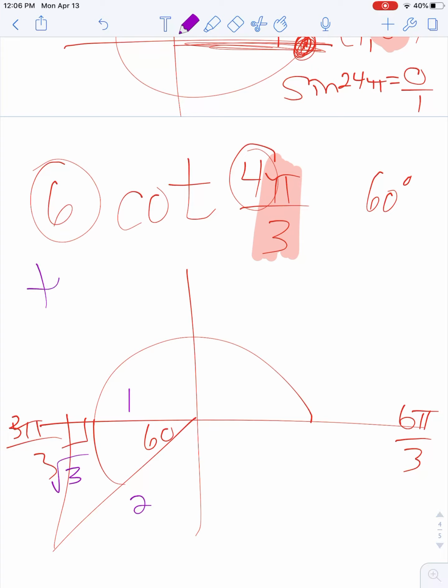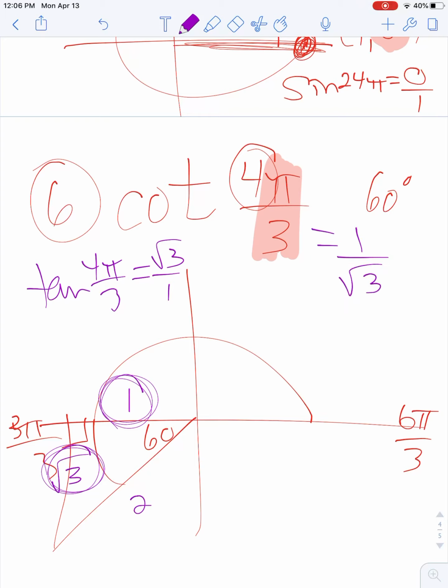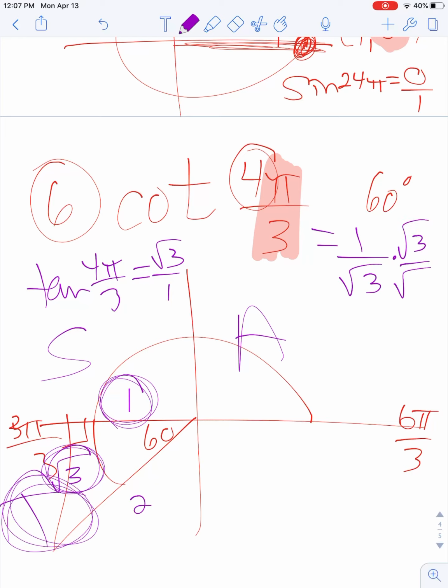Cotangent, I'm thinking to myself tangent. So let's think what tangent of 4 pi over 3 is. Opposite over adjacent. And then I'm going to flip that. So cotangent is going to be 1 over √3. All Students Take Calculus: it's going to be positive here. And of course, we're going to rationalize that. So we get √3 over 3, and it's a positive answer.